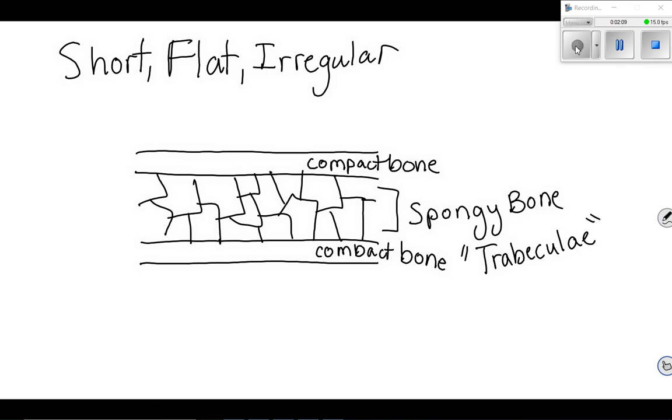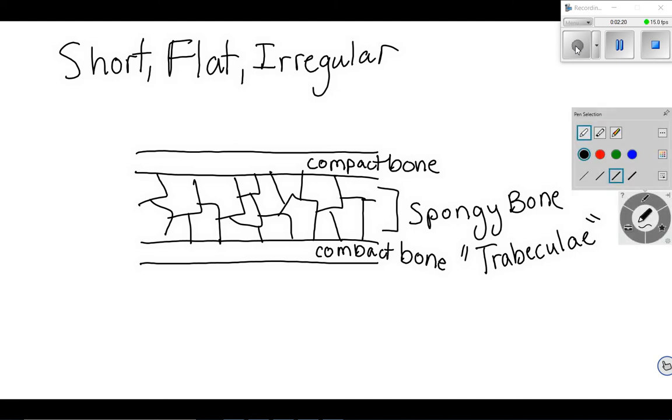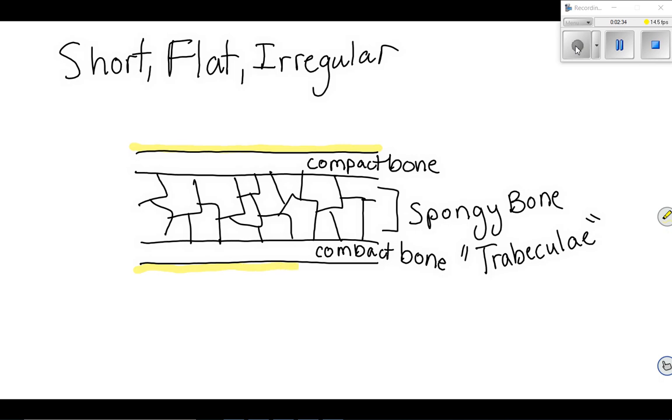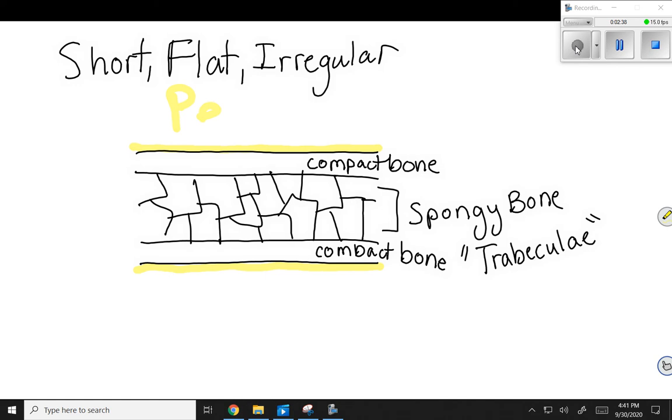Yeah, and that's it. So most of the bones are pretty simple. Got a little compact spongy bone sandwich going on. All of these bones do also have membranes that I will try to do in a light color. So there's a membrane that goes all the way along the outside. It's called the periosteum. Peri means on, and osteum means bone.